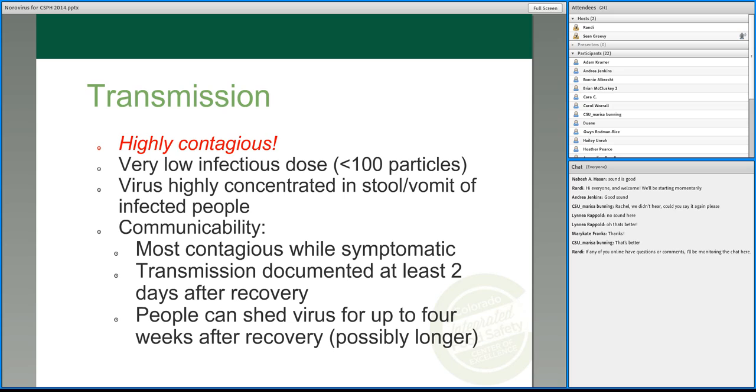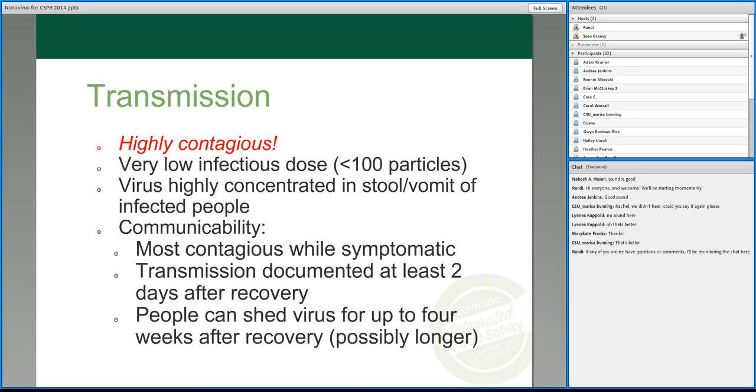So in terms of transmission, norovirus is very highly contagious. There is an incredibly low infectious dose, so fewer than 100 particles of the virus can make an individual sick. And the virus ends up being very highly concentrated in stool and vomit when a person's ill. A person is most contagious with norovirus when they're having active symptoms, and transmission's been documented at least 2 days after recovery. So someone has been symptom-free for 2 days, and they've still gotten other people sick.